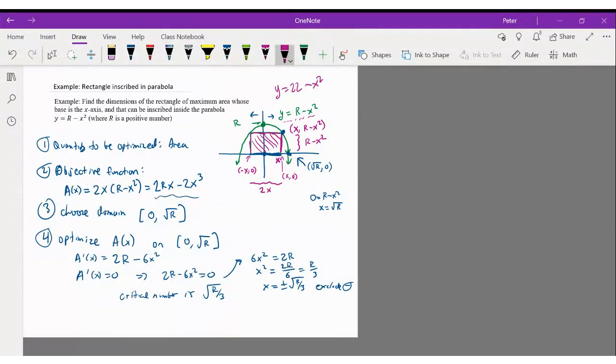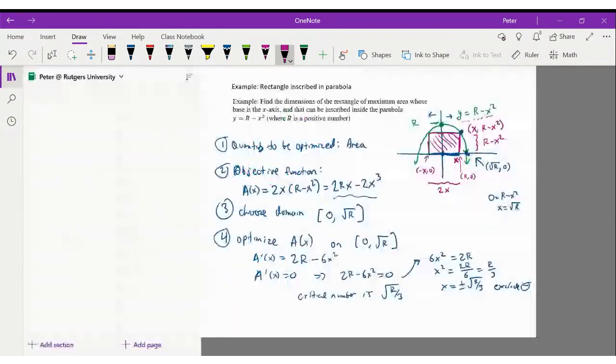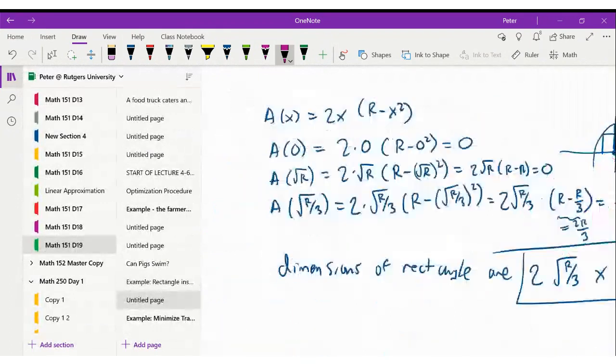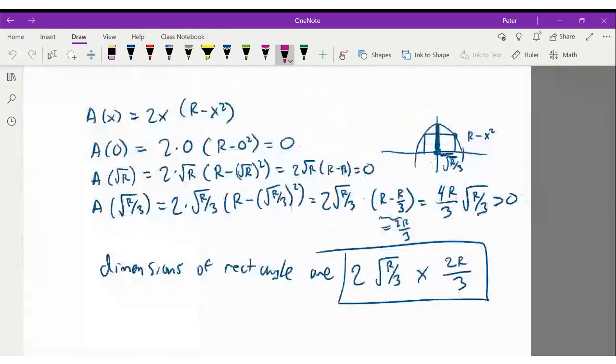The point here is that the only thing we were really able to say about this problem when we actually solved it was that the dimensions of the rectangle, we could specify them in terms of r, but we couldn't say what they actually were.